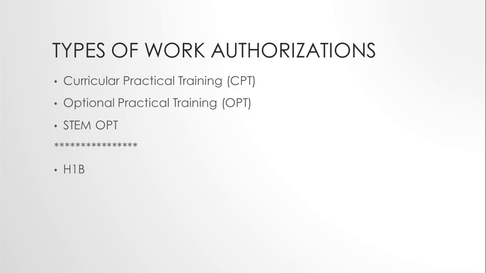But so for F1 students, there are three main types of work authorization that they can have. One is called curricular practical training, CPT for short. The second one is optional practical training, OPT for short. And then the third one is STEM optional practical training, STEM signifying science, technology, engineering, and mathematics. And then the last piece that I'm not really going to touch on today, because I believe somebody from Davis Brown is going to come and talk to the committee later on about H-1B visas and sponsorship.